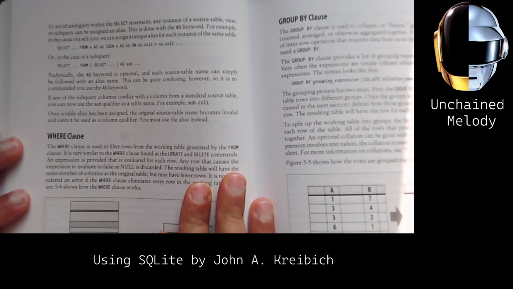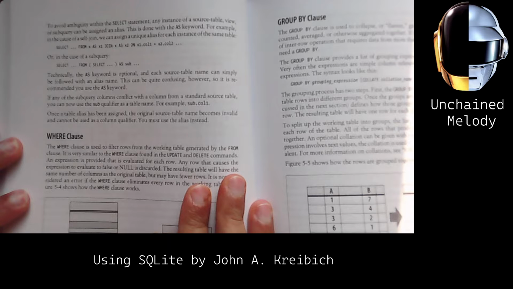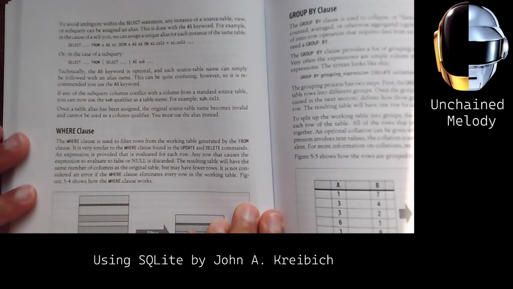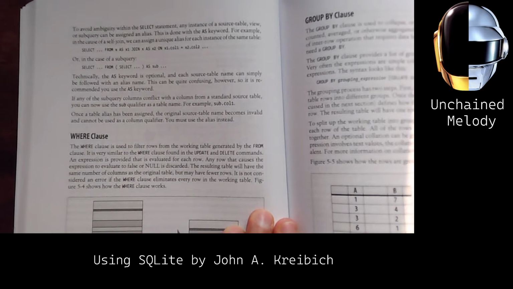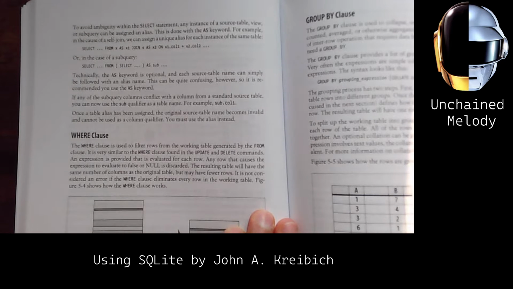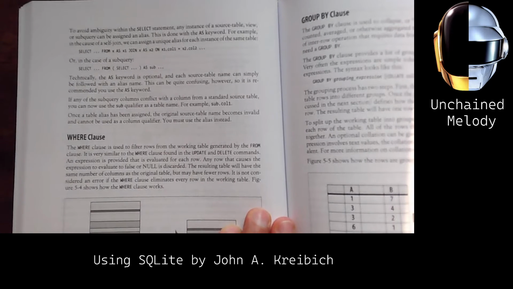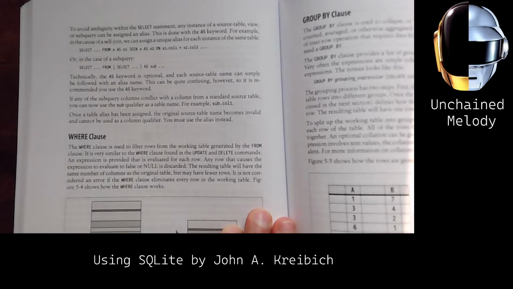To avoid ambiguity within the select statement, any instance of a source table, view, or subquery can be assigned an alias. This is done with the as keyword. For example, in the case of a self join, we can assign a unique alias for each instance of the same table.